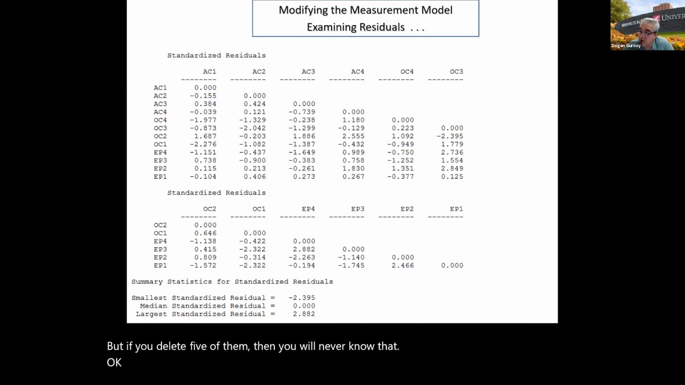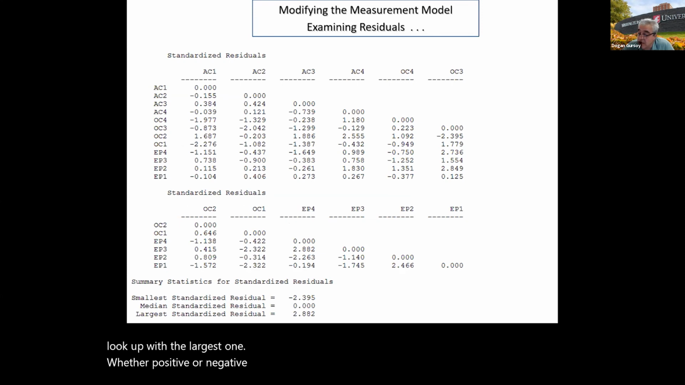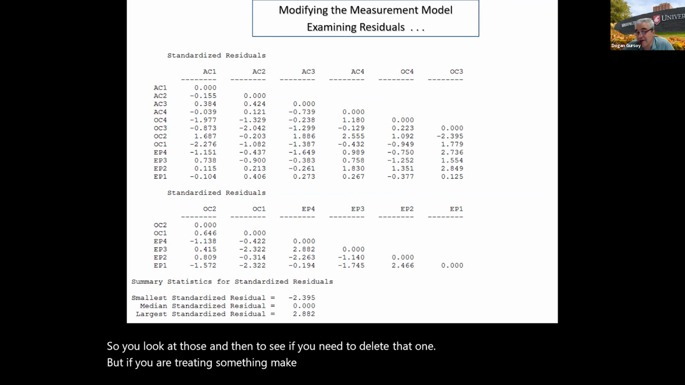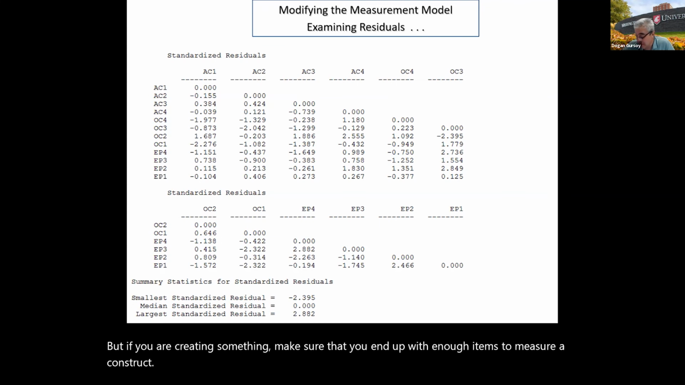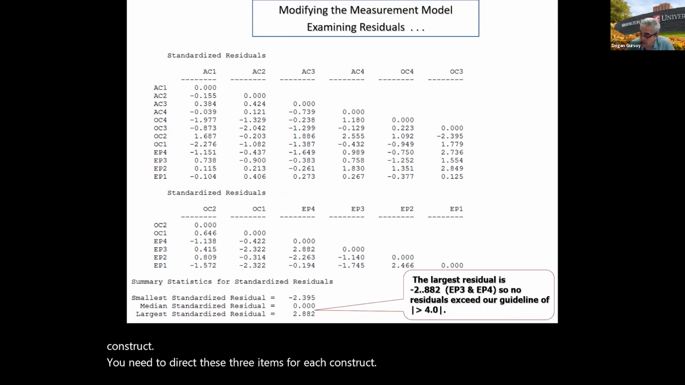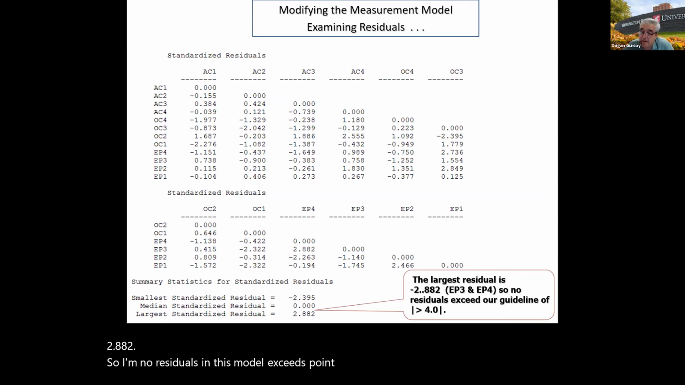Okay, this is the modification indices, and you usually look at the largest one, whether positive or negative. This one over here is 2.882. So you look at those to see if you need to delete that one. But if you are deleting something, make sure that you end up with enough items to measure a construct. You need to have at least 3 items for each construct. The largest is 2.882. So no residual in this model exceeds 4.0. So we don't have the problem, and we don't need to delete anything in this example.